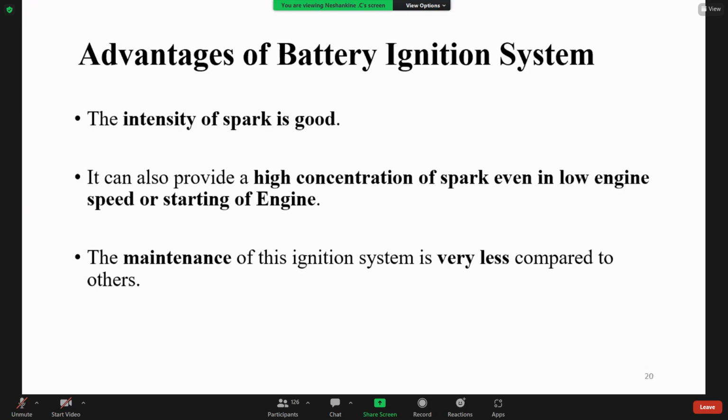Then maintenance is very little compared to other ignition systems. We have magneto, then electronic, and diesel. I discussed with you 4 types of ignition system. First one battery, other one magnetic, third one electronic, and diesel.